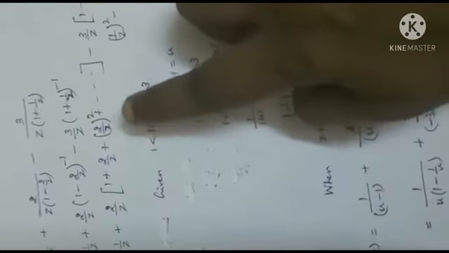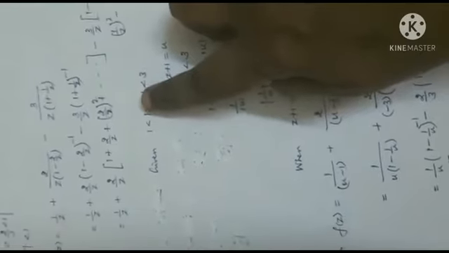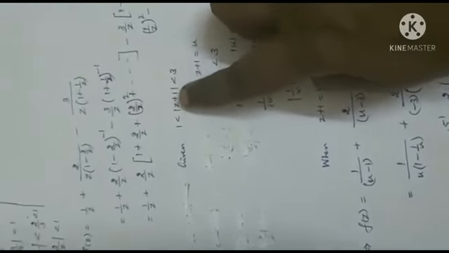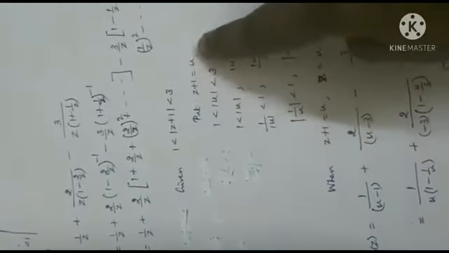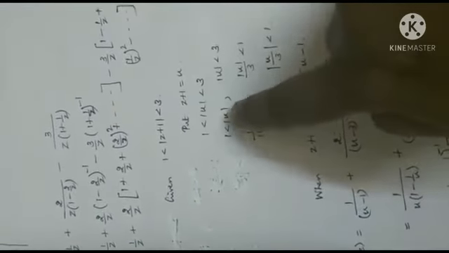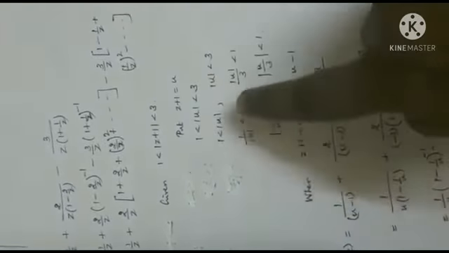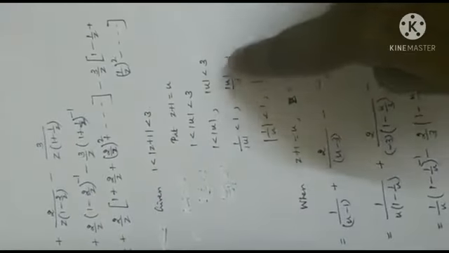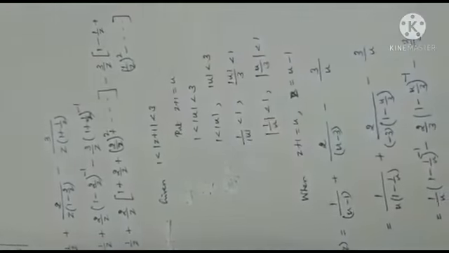When it is z plus 1, z minus 1, some different form, you have to use substitution. Put z plus 1 equal to u. So this is the region given: 1 less than mod u less than 3. 1 by mod u less than 1, mod u by 3 less than 1. This is the one obtained.